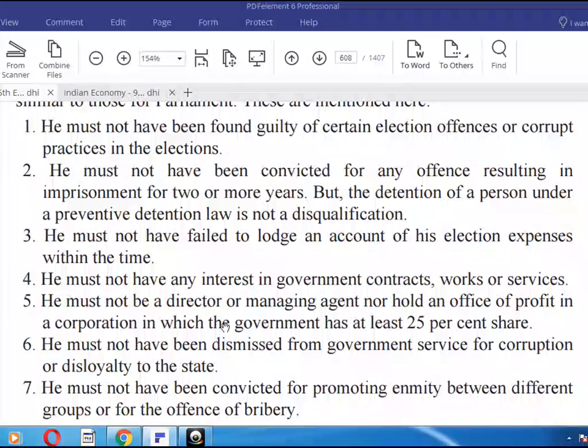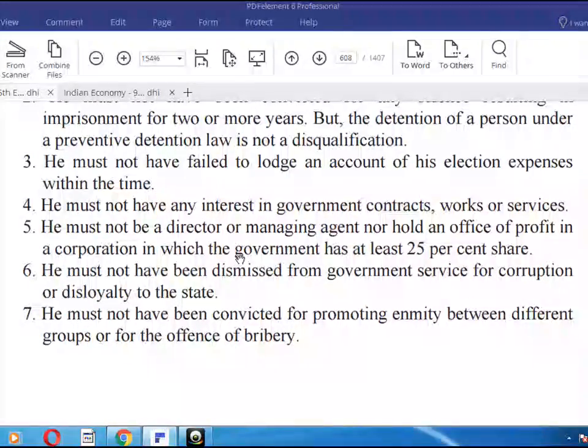He must not have failed to lodge an account of his election expenses within the time. He must not have any interest of government in government contracts, works or services. He must not be a director or managing agent, nor hold an office of profit in the corporation in which the government has at least 25% share.